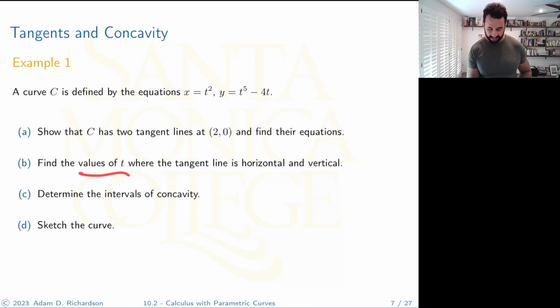We're also going to find the values of t where the tangent line is horizontal and where it's vertical. We're going to determine the intervals of concavity, where it's concave up and where it's concave down. And then we're going to sketch the curve. All right, here we go.